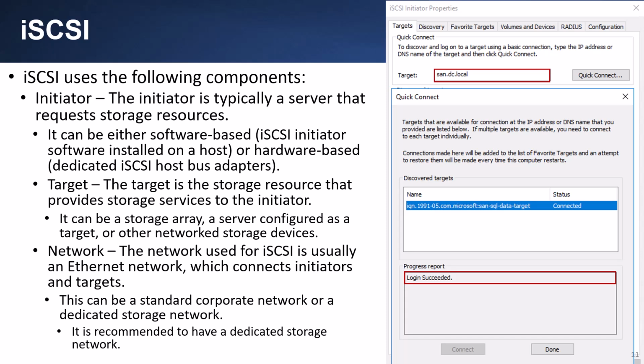It can be a storage array, a server configured as a target, or other network storage devices. The network used for iSCSI is usually an Ethernet network which connects initiators and targets. This can be a standard corporate network or a dedicated storage network. It is recommended to have a dedicated storage network.